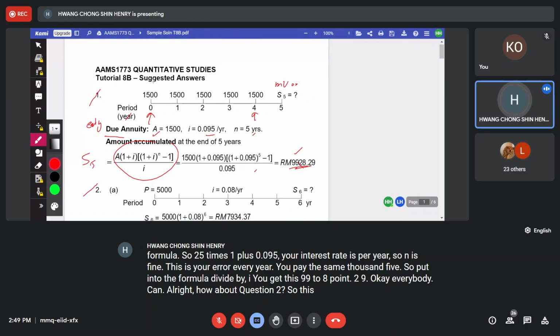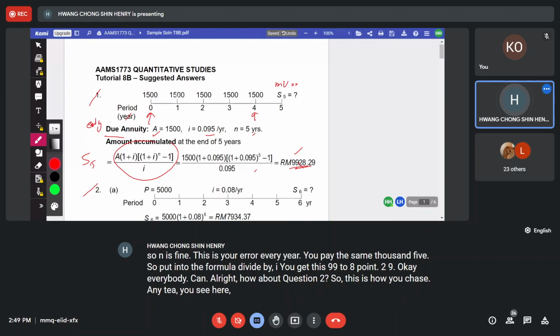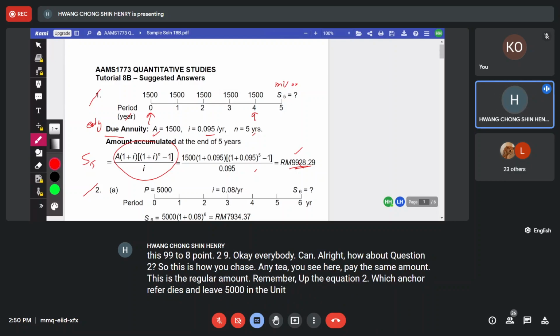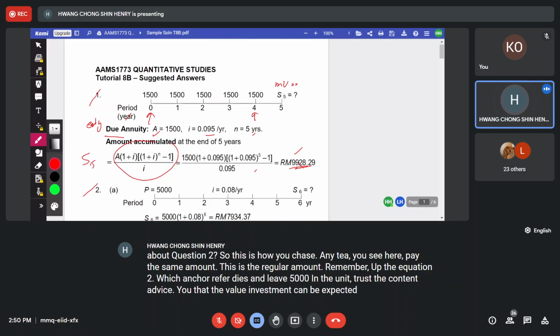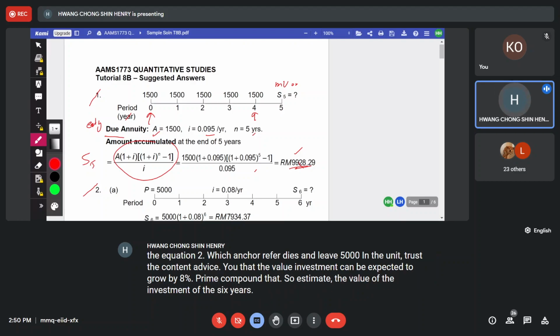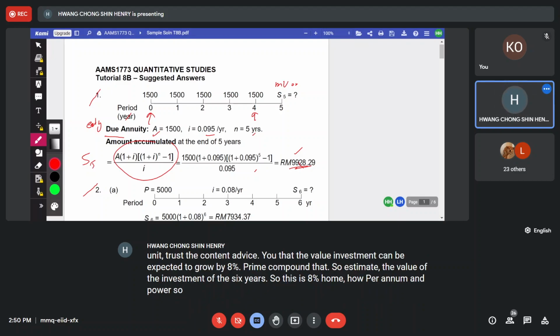So this is how you check it's an annuity. You see here, every year pay the same amount. This is the regular amount, remember? Okay, question 2. Uncle Wilfred dies and leaves 5,000 in the unit trust. The accountant advised you that the value of investment can be expected to grow by 8% per annum compounded. So estimate the value of the investment after 6 years. So this is 8% compounded per annum, so per year lah. So how much money after 6 years?